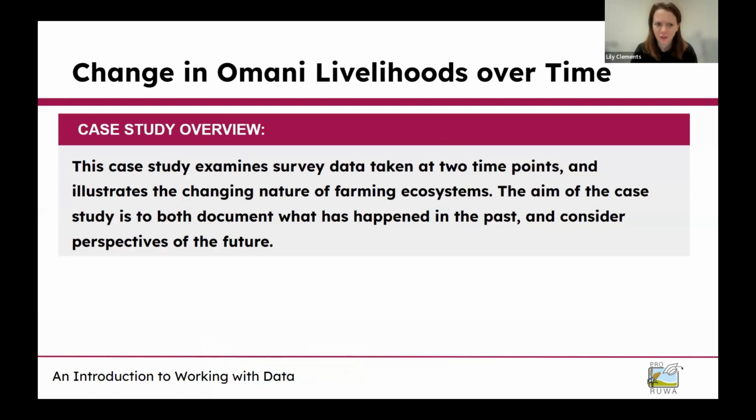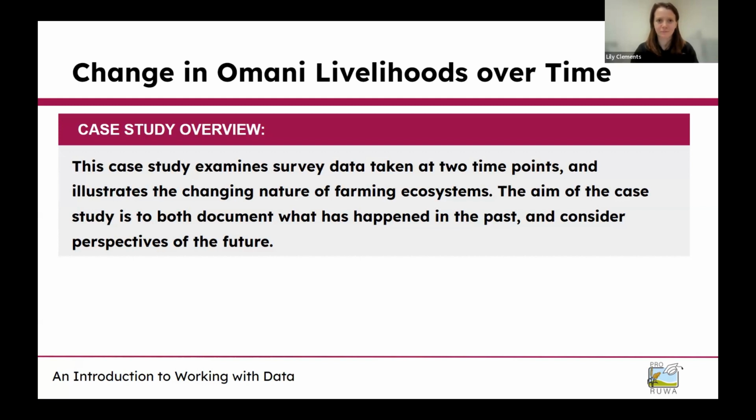However, a brief overview is that this case study examines survey data taken at 2 time points and illustrates the changing nature of farming ecosystems. The aim of the case study is to both document what has happened in the past and consider perspectives of the future.